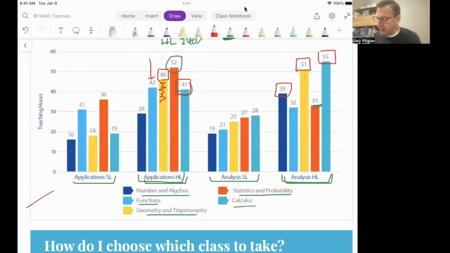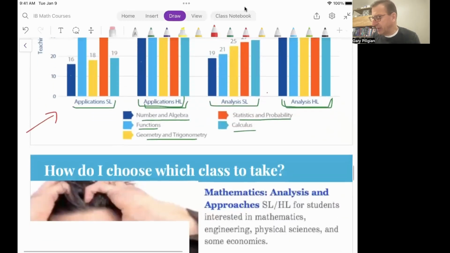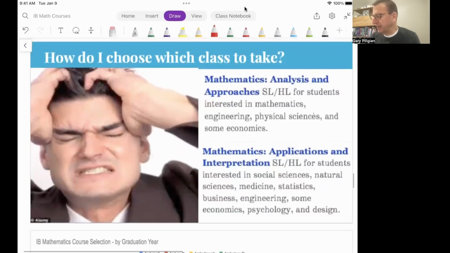So this is a great chart. I think this is the single best chart. If you had to focus on one chart, this is the single best chart to know what's taught in each of these courses. All right, so how do you choose which one to take?